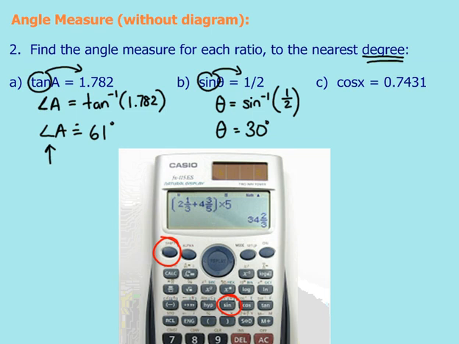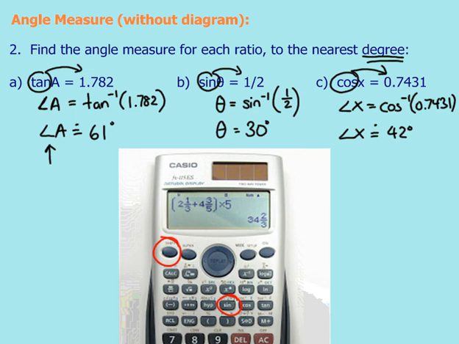All right, one more. Let's find x, bring it to the other side. Angle x equals cos inverse 0.7431. Okay, so shift cos 0.7431, and that equals approximately 42 degrees.